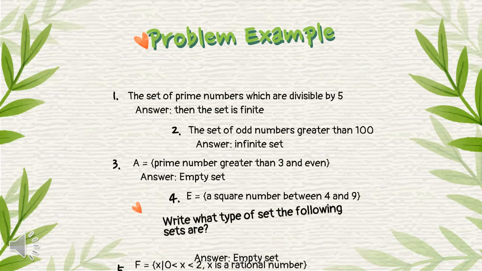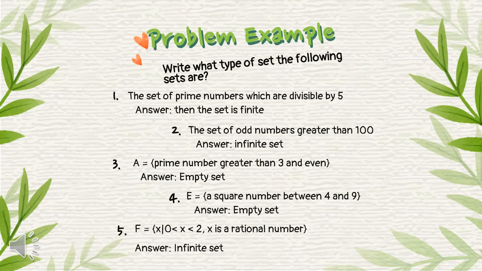The next is a problem example. Write what type of set the following sets are. The first, the set of prime numbers which are divisible by 5. The answer is, then the set is finite. The second, the set of odd numbers greater than 100, and the answer is infinite set.